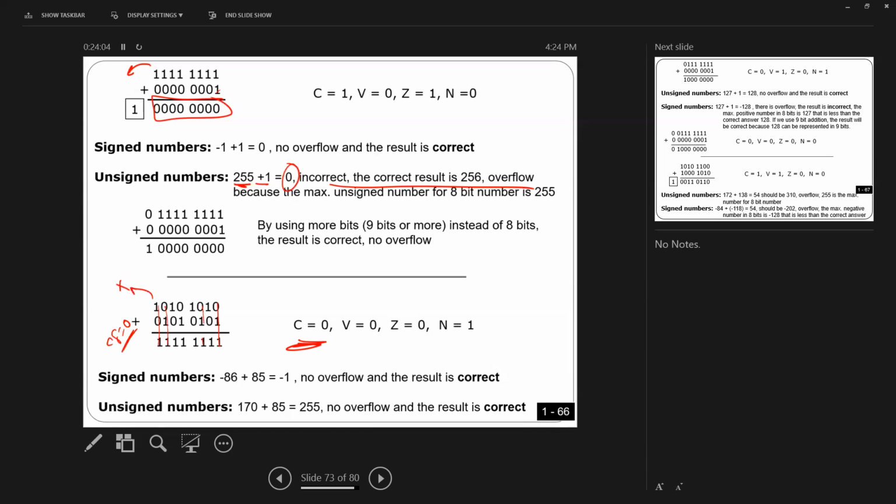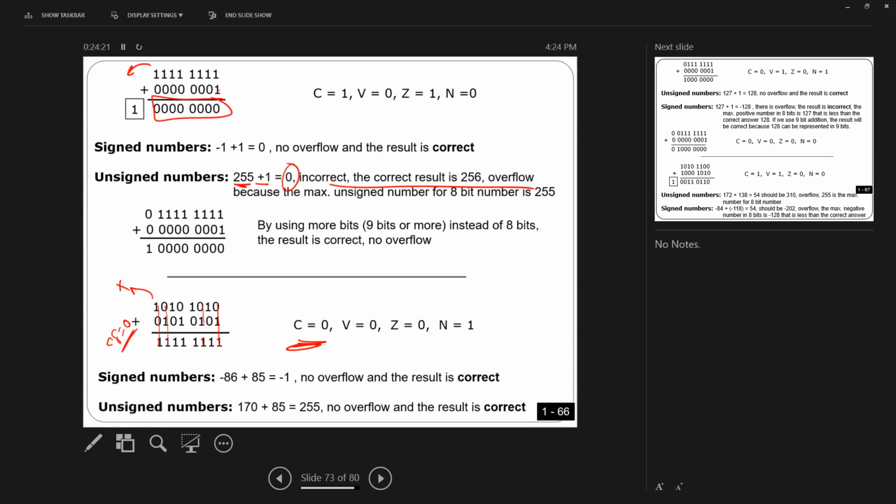Okay, and if your numbers are unsigned, the result should be correct. And that's exactly what I did. I converted this number, I found it's 170. I converted this number, I found it's 85. I converted this number, I found it's 255. So the result is correct.